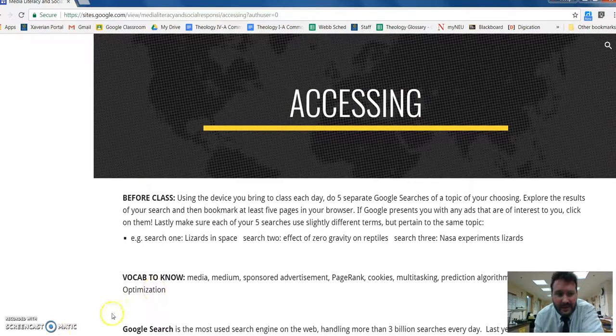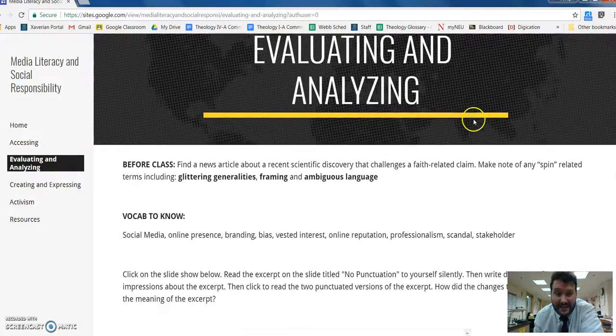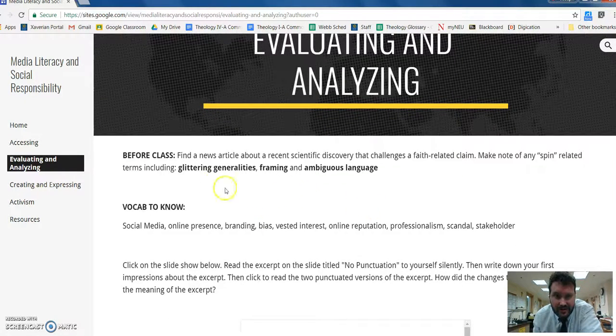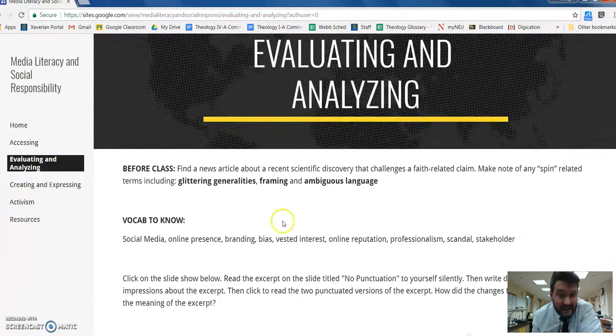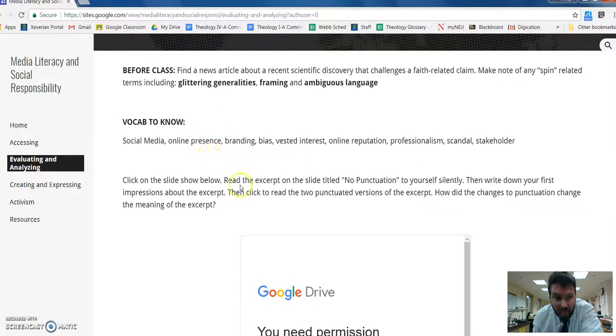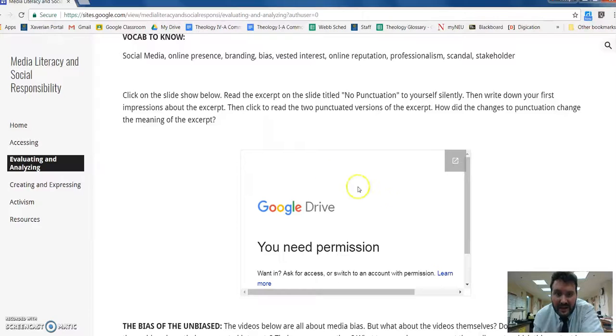Our next lesson is going to move into the next competency area, which is evaluating and analyzing. Again, students will have had an assignment to guide them into this lesson. In this case, they will have found some faith-related articles that talk about scientific discovery, and they're going to consider whether these articles have a bias. They're going to be exposed to some important vocab to know, and then again, they're going to have a chance to look at some content here and consider what it means.